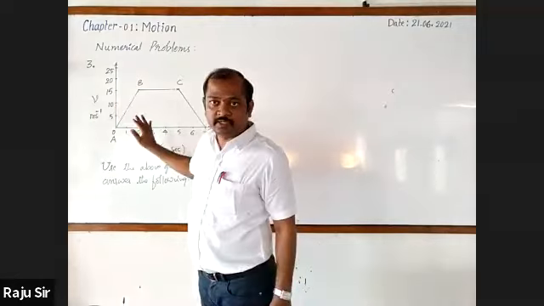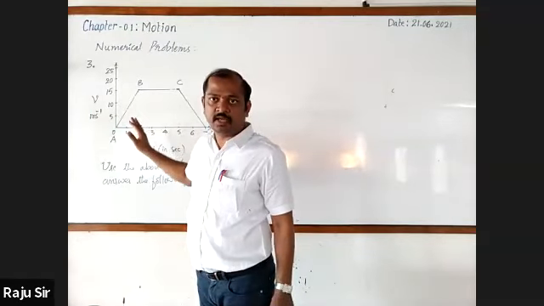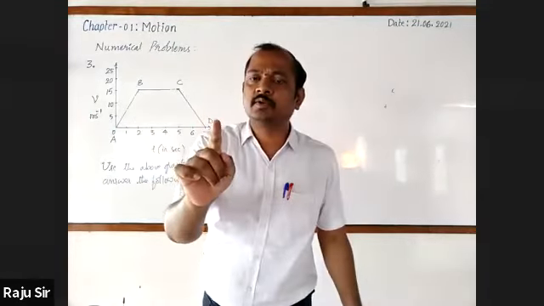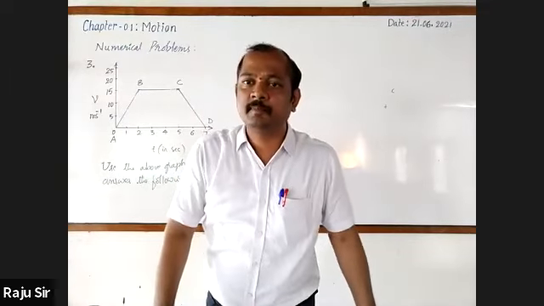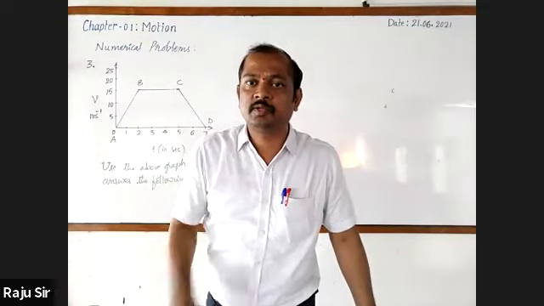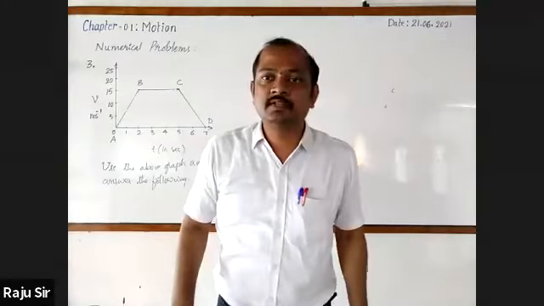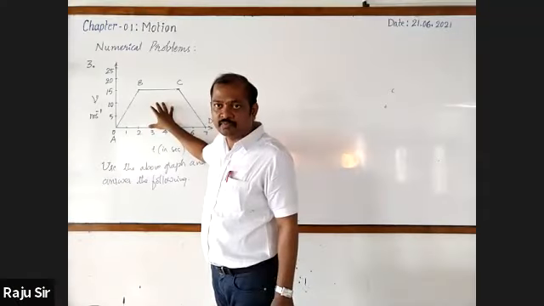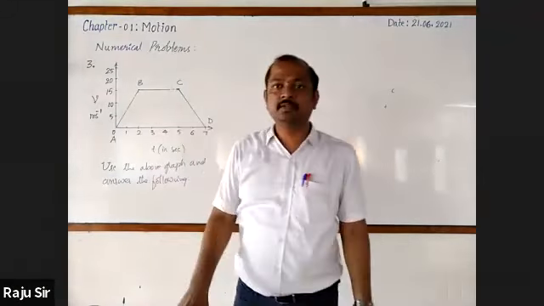this is a velocity graph. What does the slope of a velocity graph give? Wait. Acceleration. Sorry, Chandana is telling acceleration. Akshay, in this graph, what does AB represent? Uniform acceleration. Very good.